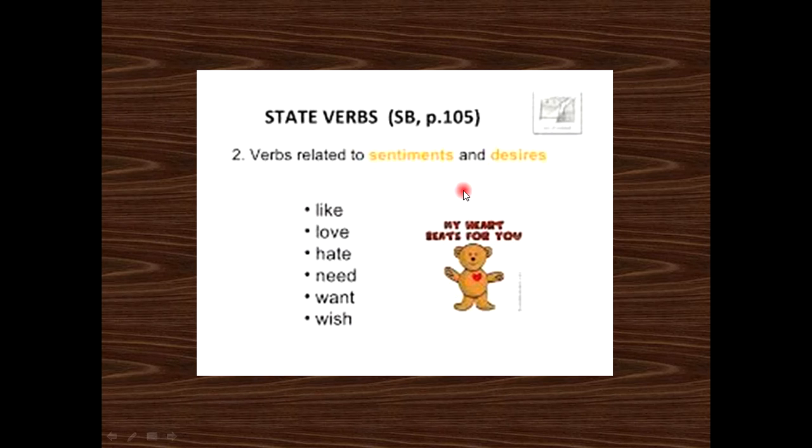So that means if you tell your mother, "Mama, my heart beats for you," that means you are showing your feelings to your mama, or to your best friend or your sister or your brother. So these are your sentiments, these are your desires. So over here the word beats, and the words like, love, hate, would be the state verbs in the sentence.